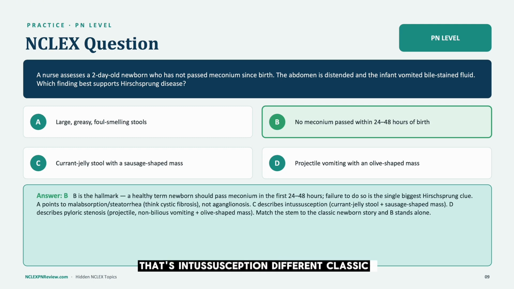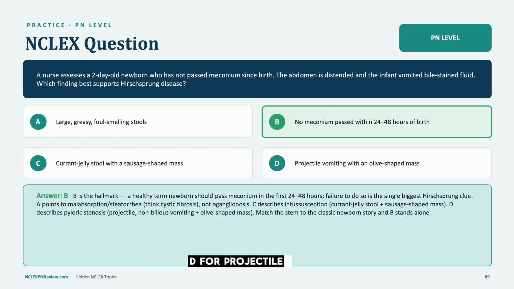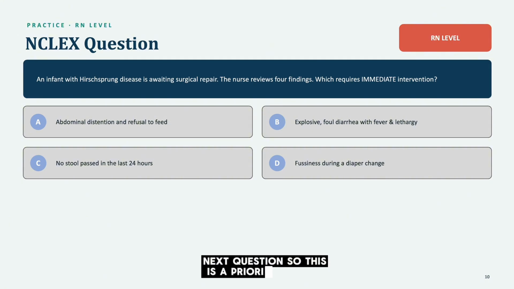Different classic pair. D, projectile vomiting with an olive-shaped mass, that's pyloric stenosis. Notice the vomiting there is non-bilious. Our baby has bilious vomiting, so it's a different disease. Next question. So this is a priority question.